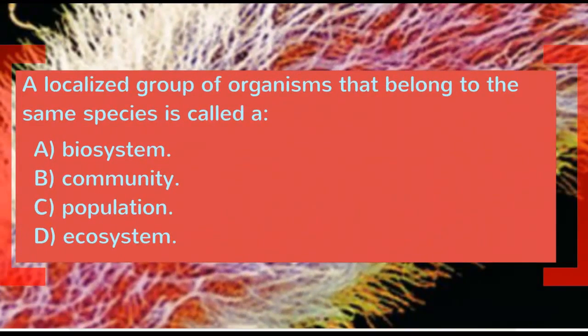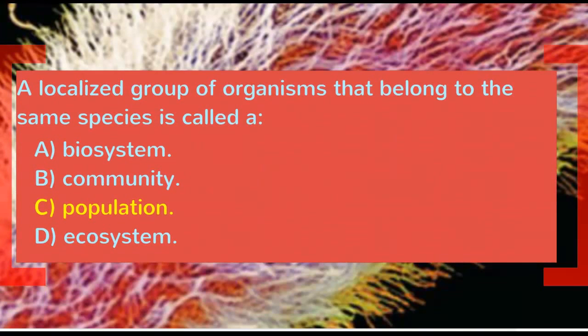Time for another knowledge check. Pause the recording and think about this question. When you think you have the answer, start the recording again to see if you are correct. Good job! A localized group of organisms that belong to the same species are called a population. Once again, if you did not get this correct, rewind the recording and listen to the discussion again, or look at some of our supplemental material.